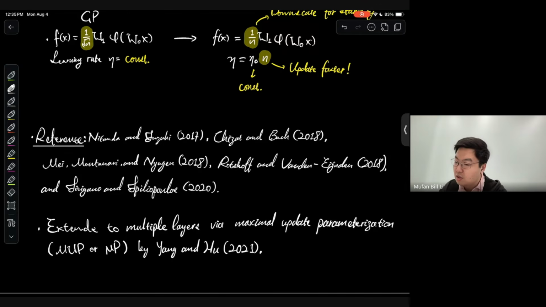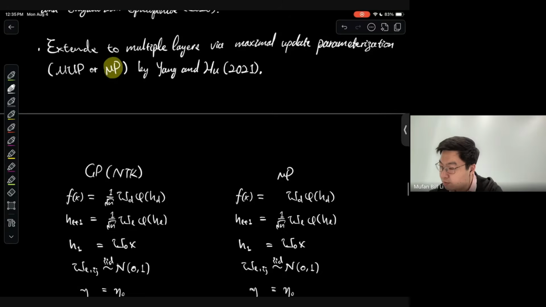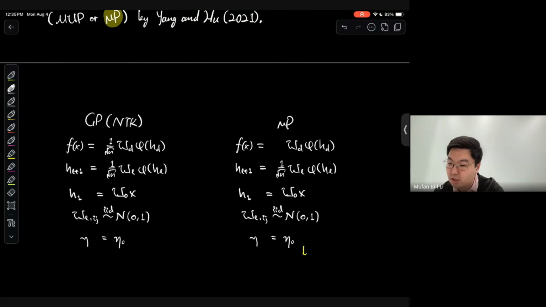This is the extension that you can do to multiple layers, and I actually want to briefly give you an overview of what this looks like. Very quickly, on the left-hand side, we have the Gaussian process, or sometimes called the neural tangent kernel parameterization. I don't think I'll have time to explain what that means, but if you see this term, that's what it means to be a neural tangent kernel parameterization. So this is what the left-hand side is.